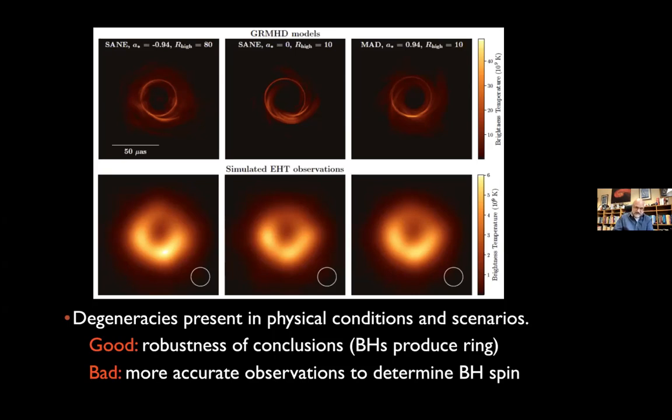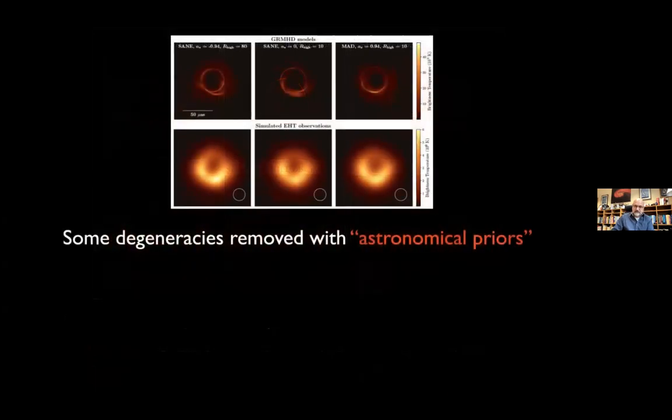It's bad because it blinds you to an important parameter, which is the spin. And in fact, our papers do not report any measurement of the spin. We measure the mass because we can measure that robustly.